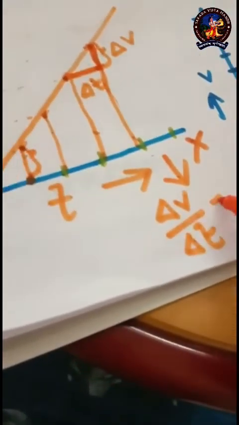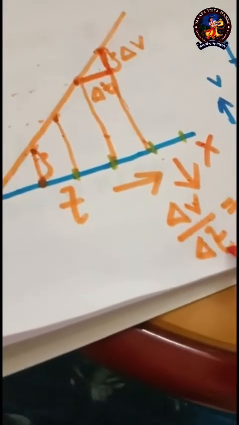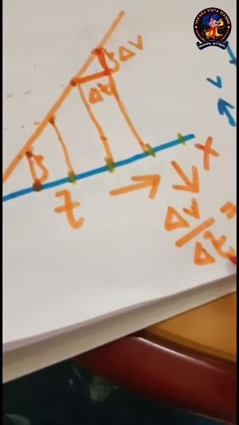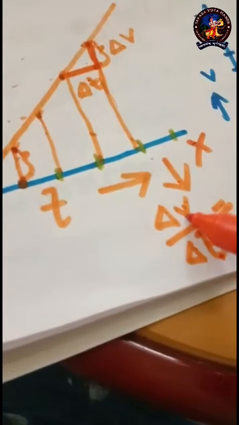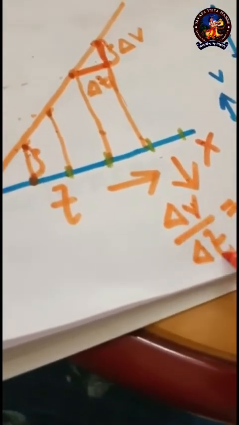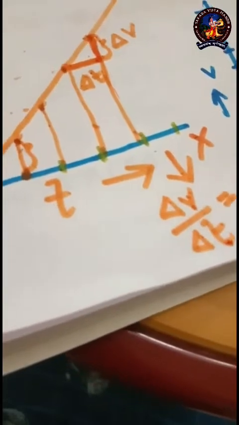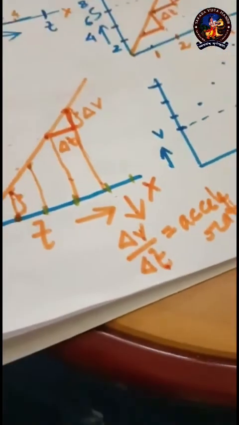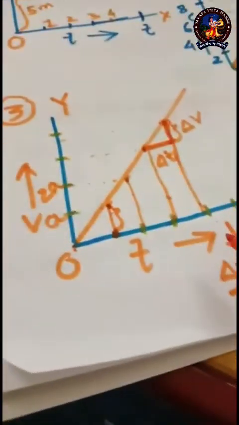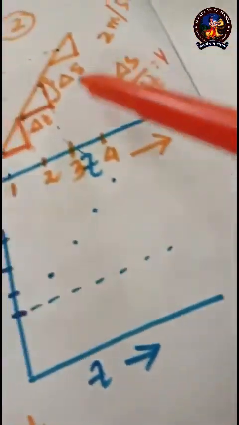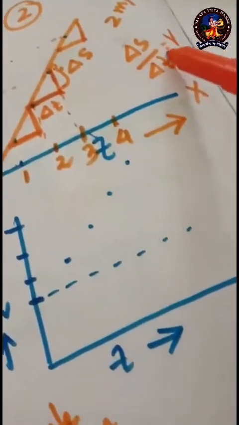That means change in velocity with respect to time. Now tell me, what is it represented by? Change in velocity with time, that is acceleration. Got it? So the slope of a velocity time graph represents acceleration, and the slope of a displacement time graph represents velocity.